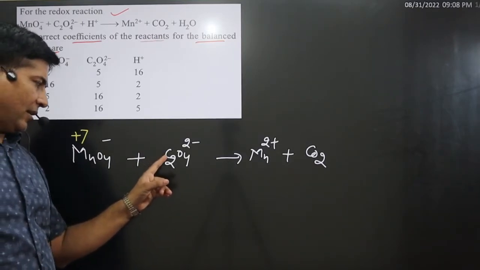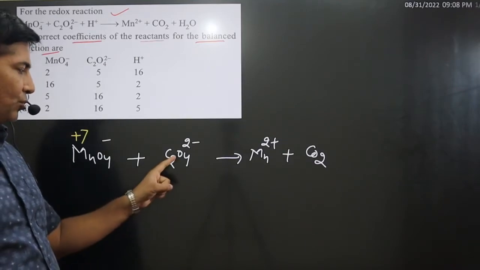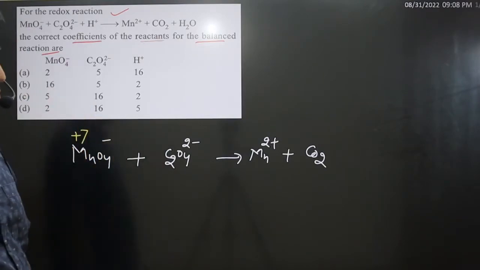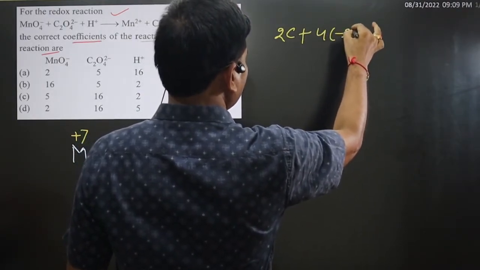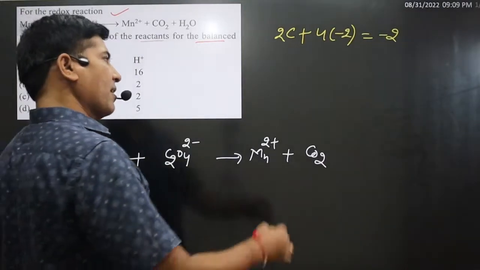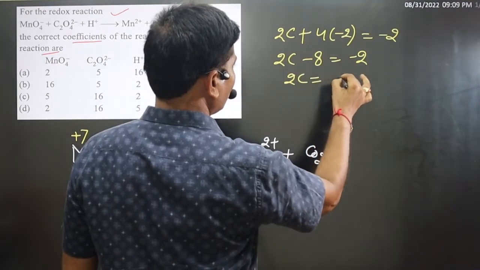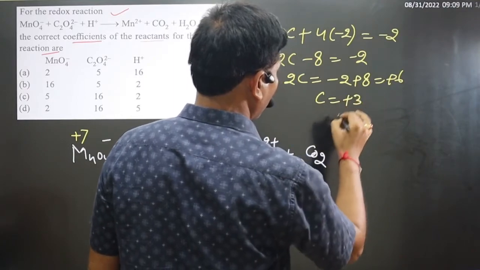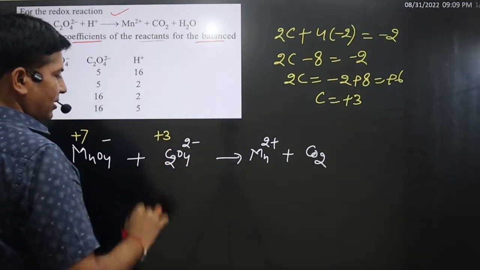In the oxalate ion, we can calculate the oxidation number for carbon. 4 times 2 is 8, minus 2, it will become plus 6. 2 carbon is equal to plus 6, means 1 carbon is equal to plus 3. We can calculate it also: 2 carbon, 4 oxygen, each oxygen is minus 2, and it is equal to the overall charge, minus 2. This is a polyatomic ion. We have 2 carbon minus 8 is equal to minus 2, then 2 carbon is equal to minus 2 plus 8, which gives us plus 6. Then carbon is present in plus 3 oxidation number.